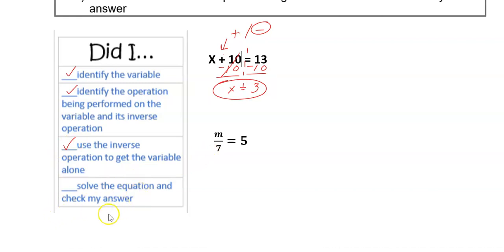Now that we've solved, we're going to go back and check. So if we fill in 3 for x here, okay, 3 plus 10 equals 13. And that does check out. So we have successfully completed that one. Next, we're going to go ahead and we're going to look at this next equation.